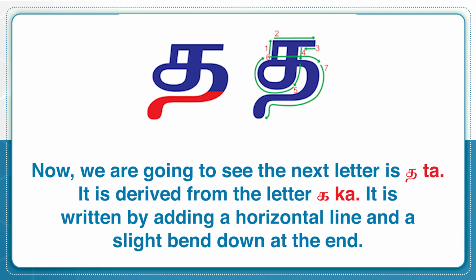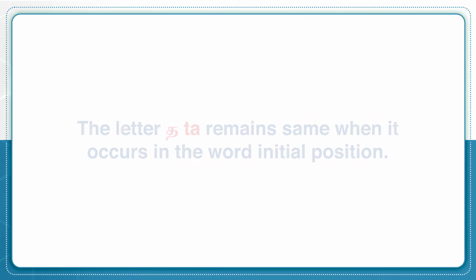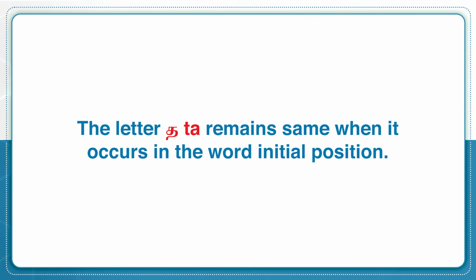Now, we are going to see the next letter, ta. It is derived from the letter ka. It is written by adding a horizontal line and a slightly bend down at the end. This letter represents two different variant sounds. The letter ta remains the same when it occurs in the word initial position.